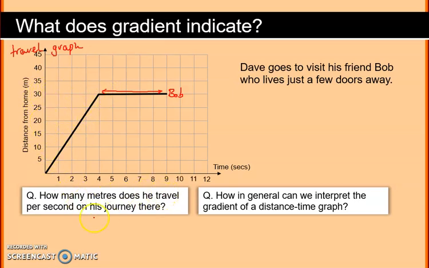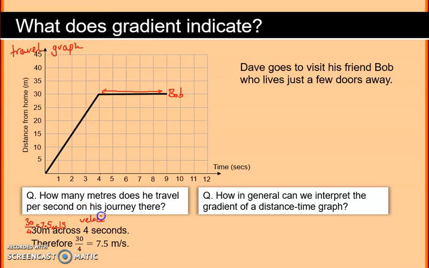So how many meters did he travel per second? Well, how long did it take him? It took him 4 seconds. So if I was doing this, I'd be doing 30 divided by 4 equals 7.5 meters per second. I'm not sure how the answers come up here. 7.5 meters per second, yes. Notice then that what we're doing really, we're finding the velocity.